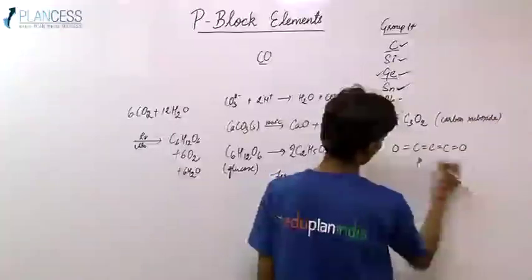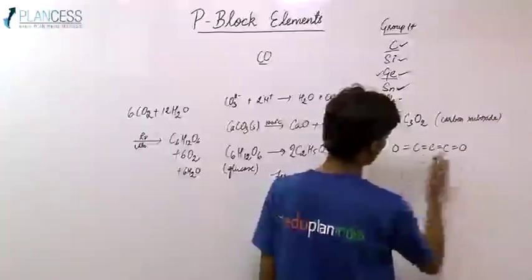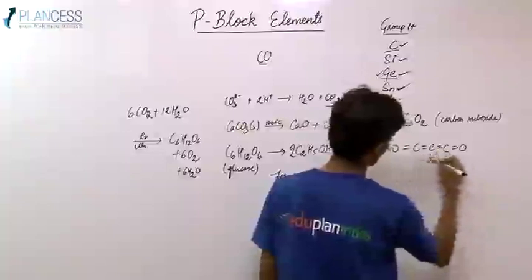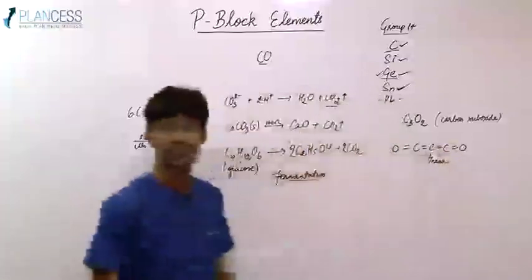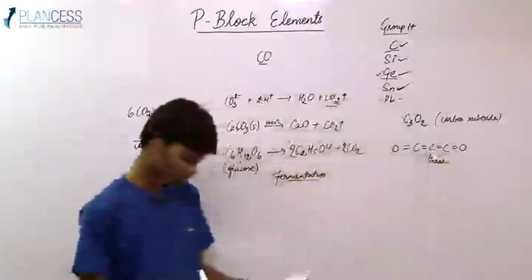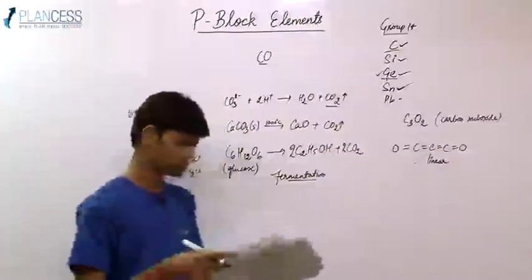So it is, I should rather say, linear, because the central atom carbon has a hybridization of sp. This was about the carbon suboxide.